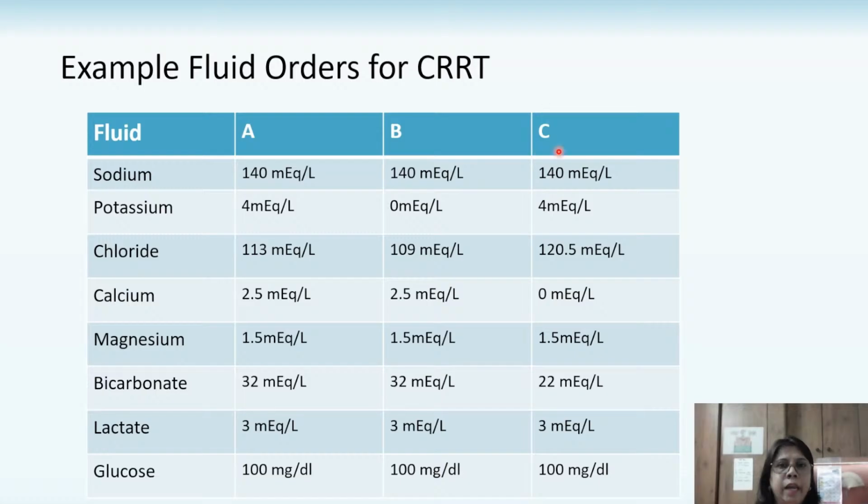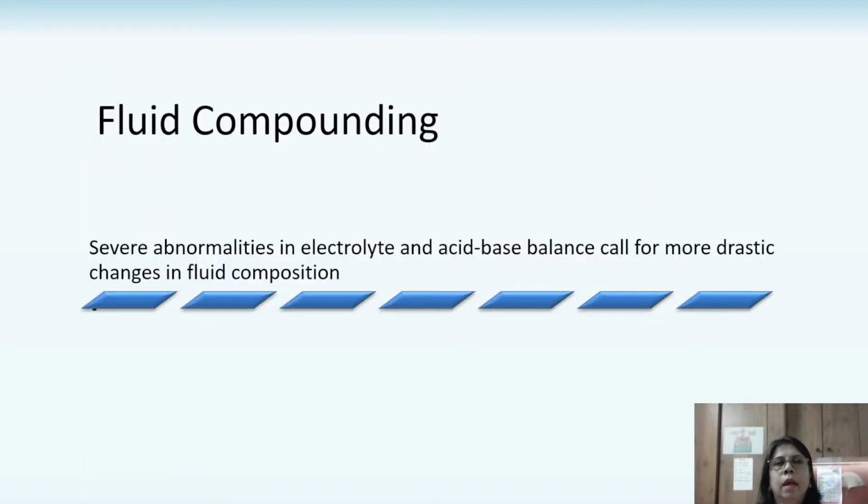Similarly, fluid C has no calcium and a low buffer level, and so it can be used in conjunction with citrate anticoagulation or citrate as a buffer. The fluids can be adjusted according to the patient-specific factors, and in patients with very severe electrolyte and acid-base disturbances, we can modify the fluids accordingly.